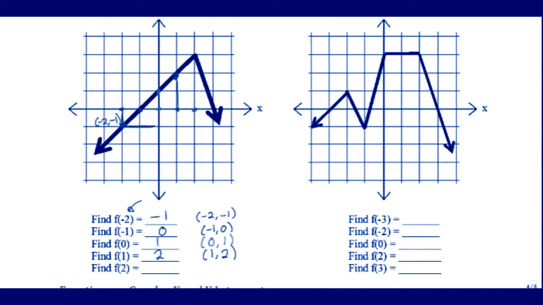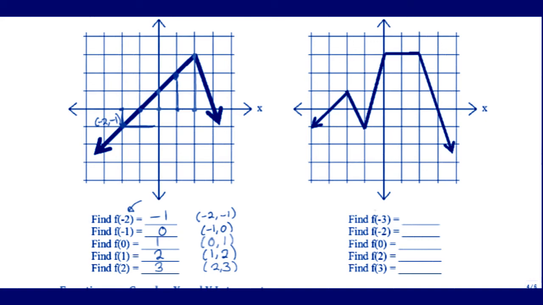And lastly, f of 2, I am looking for 2 on the x-axis. I look up or down to find the corresponding y value. In this case, the corresponding y value is 3. The associated ordered pair would be (2, 3).